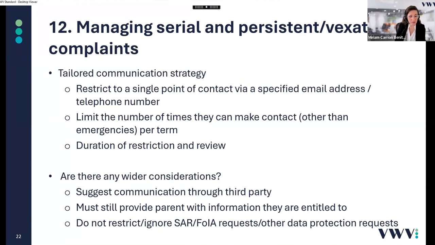Obviously, there has to always be a caveat in there that if it is safeguarding related or urgent, they do have the usual channels of communication. But other than that, if they communicate outside their communication strategy, things might not be responded to. You can also suggest communicating through a third party. I don't find this to be very effective, but it's suggested in the guidance.